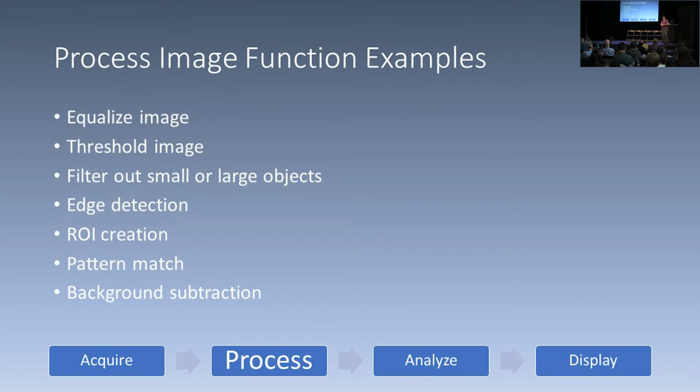Edge detection is a function that's in there, so sometimes you can look at that transition. ROI creation, and ROI is region of interest. So you can go in there and select part of the image and say, I just want to analyze this part. You can do that with processing functions. You can do pattern matching and also maybe some background subtraction, which I use a lot in microscopy to get rid of the gray background to equalize it.